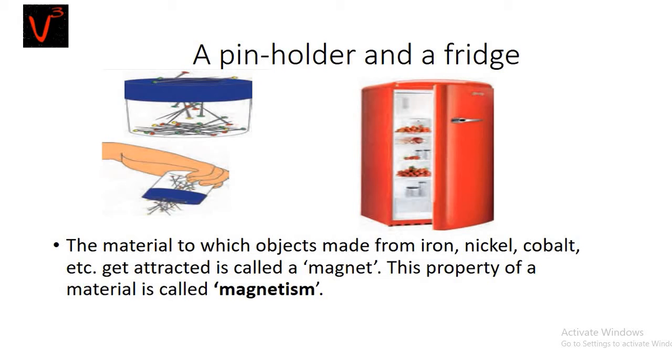Iron objects stick to a magnet. That is, the nails and the fridge door are made of iron, which is why they stick to the magnet. Therefore, the material to which objects made from iron, nickel, cobalt, etc. get attracted is called a magnet. This property of a material is called magnetism.